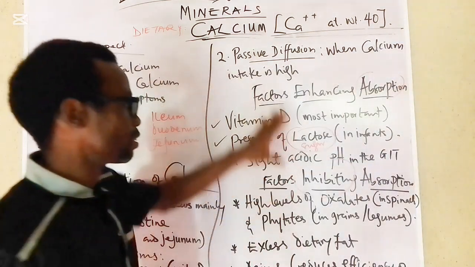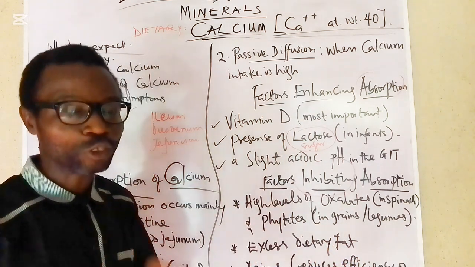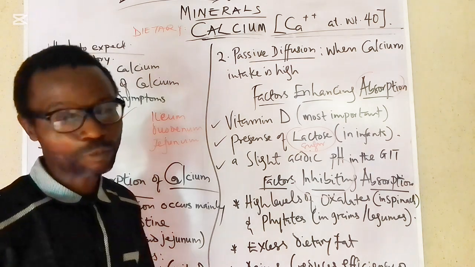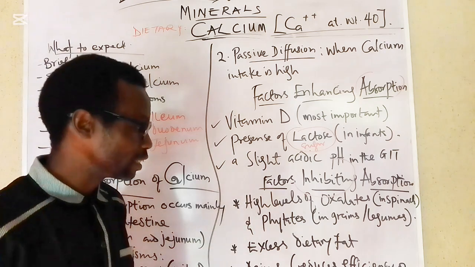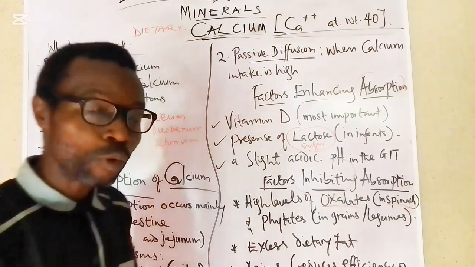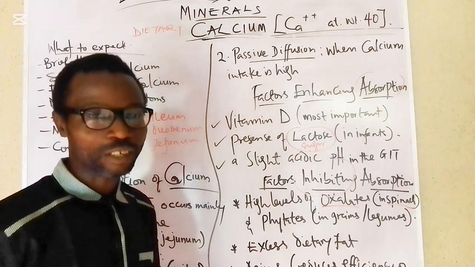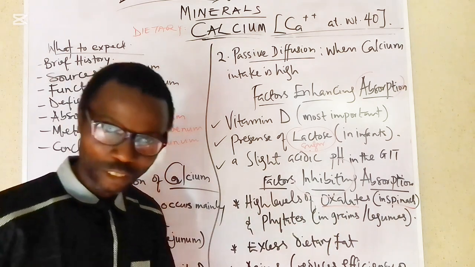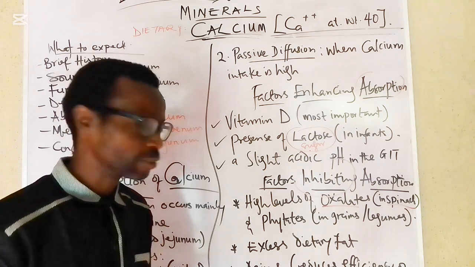Then quickly we go to factors that can stop or inhibit it. Anything that helps absorption, the opposite of it would also ensure the inhibition of calcium. But this time we'll look at other aspects apart from the opposite of these three. One is high oxalate. Oxalate is usually found more in spinach. Spinach is a very good source of calcium, but when you have an excessive level of oxalate in the spinach, it begins to have a contrary effect.